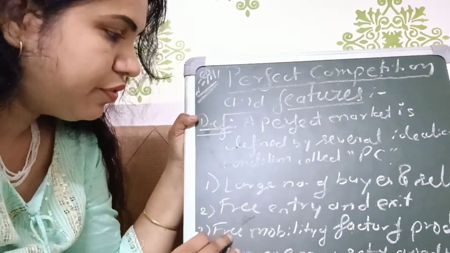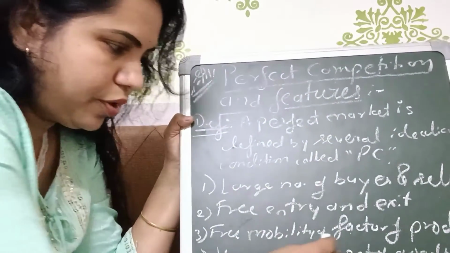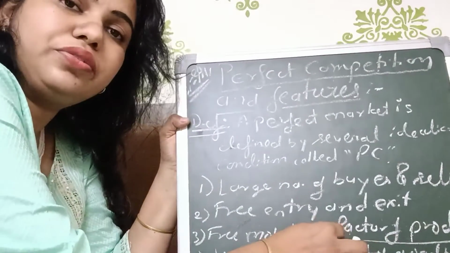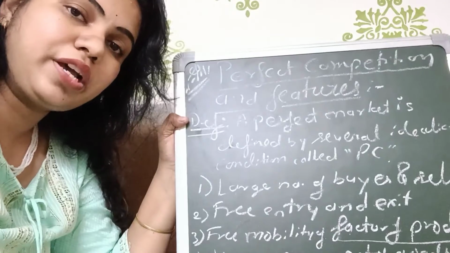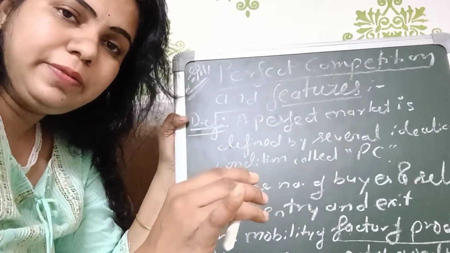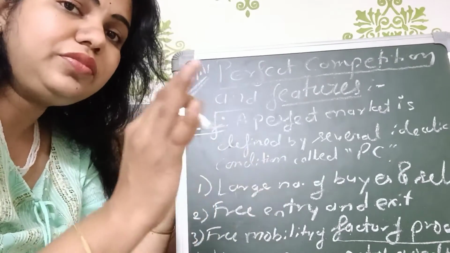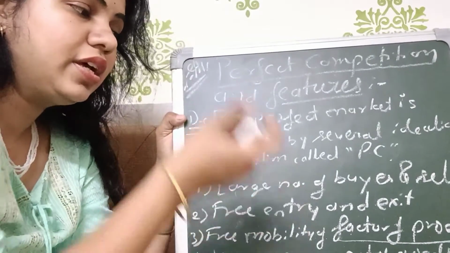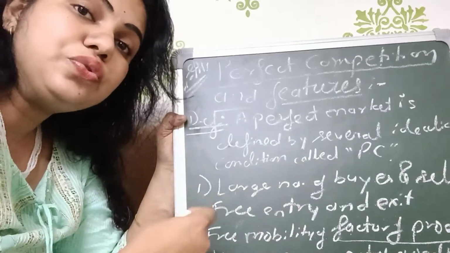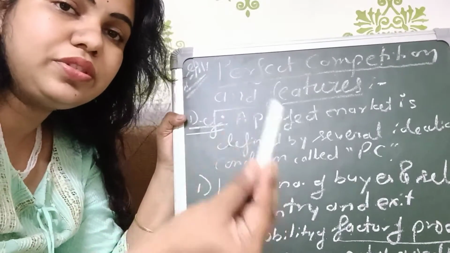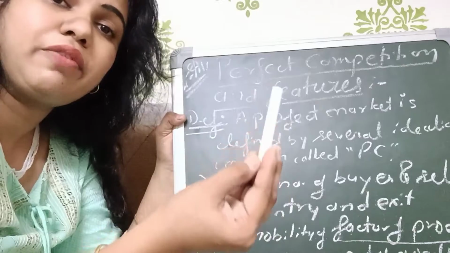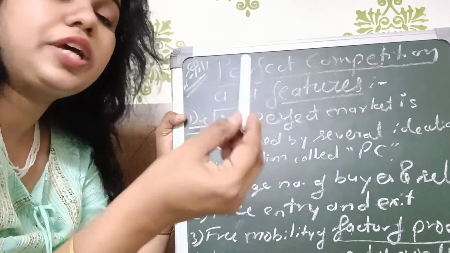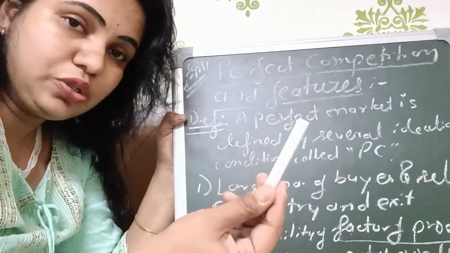The third is free mobility of factors of production. What is a factor of production? First of all, we are going to learn this. Labor, capital, land, these are your factors of production. That means the factors which are used for the production function. Suppose I want to manufacture this chalk, so I require raw material, that is my factor of production, and proper labor, those who can manufacture this particular chalk.